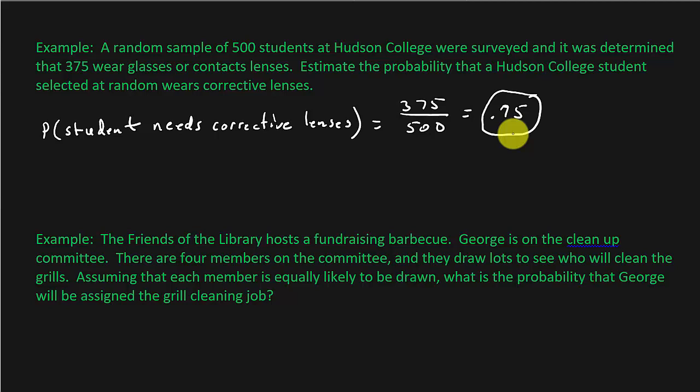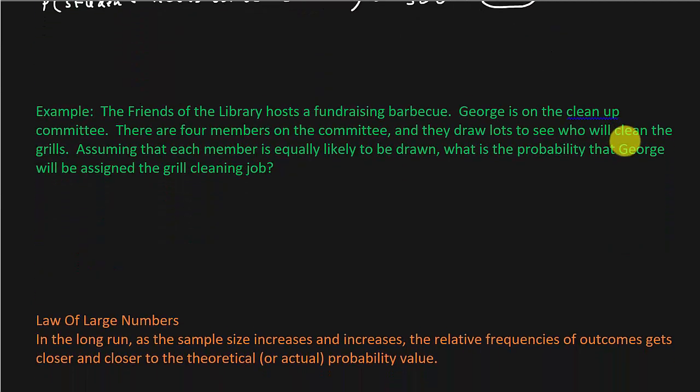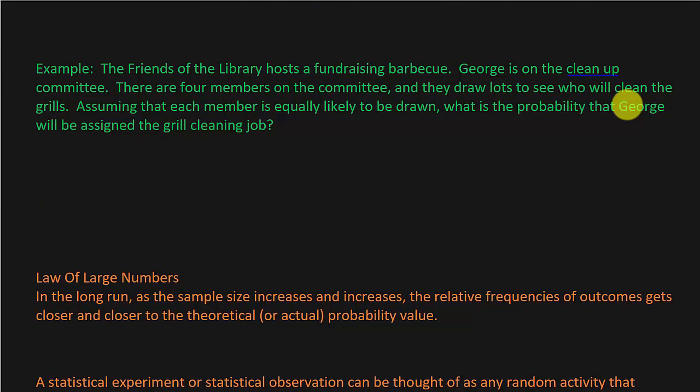All right. So let's look at the next example. It says the Friends of the Library hosts a fundraising barbecue. George is on the cleanup committee. There are 4 members on the committee, and they draw lots to see who will clean the grills. Assuming that each member is equally likely to be drawn, what is the probability that George will be assigned the grill cleaning job?